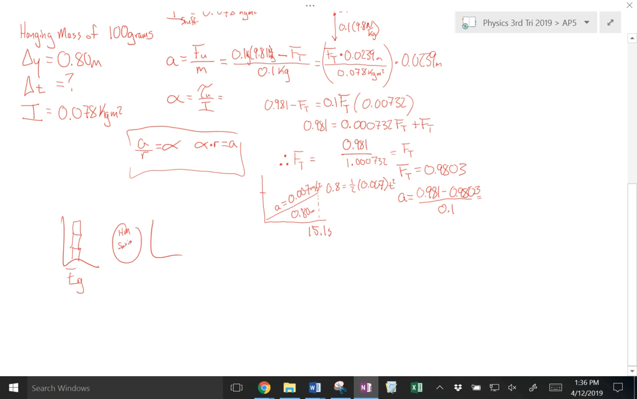HM, spinny. Okay. And then in the end, that injury right before all the EG is transferred, you're going to have some EK rot, the spinny stuff. You're also going to have some EK tran, and that's the hanging mass. Okay. So I'm going to just go ahead and guess that more of it's in rotation than in the motion of the falling thing, because if you looked at that spinny thing, it looks dangerous. Okay, so EGA equals EK rot plus EK tran.